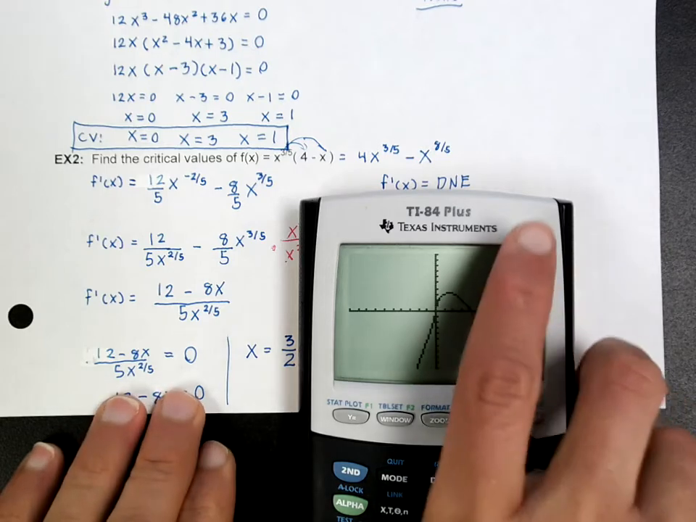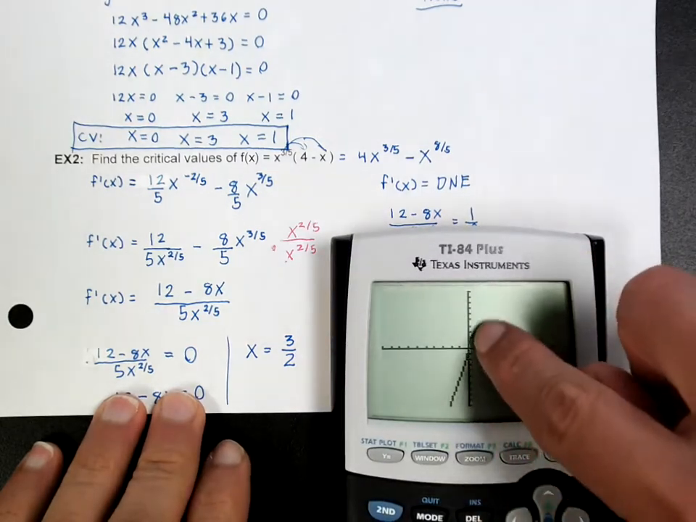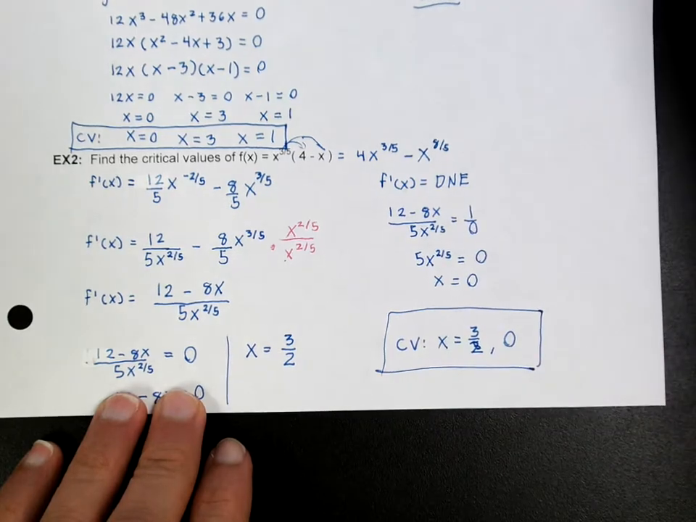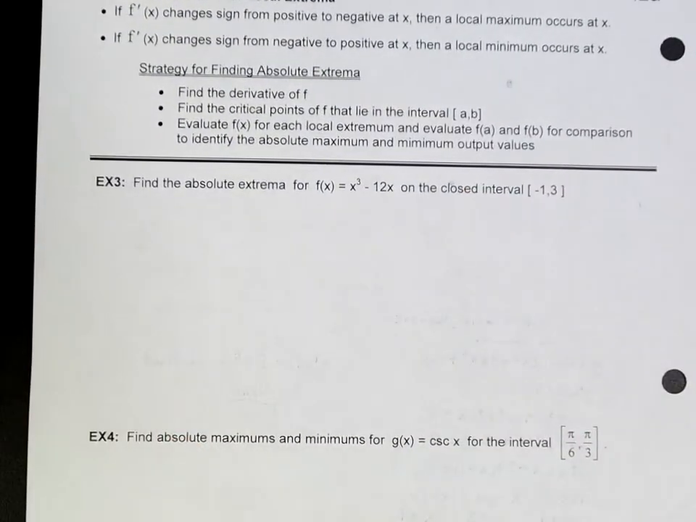Interesting. I guess that's your vertical tangent right there. And then you have another maximum right there. So those are two critical values. But anyway, now I'm going to go ahead and go to the back. Now this one's more related to the stuff we talked about at the beginning of the lesson.